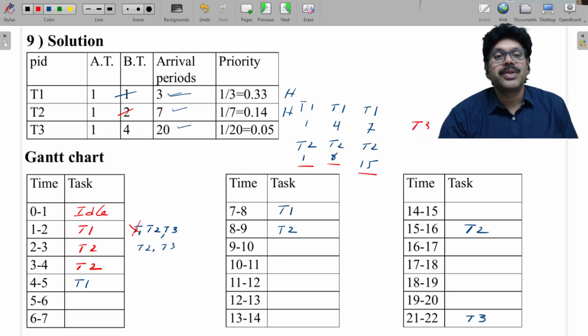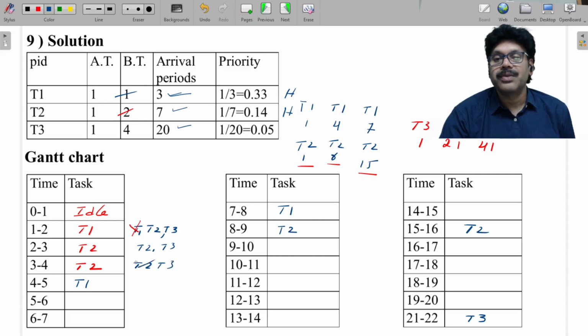For T3, it comes at 1, again at 21, then after that at 41. Every 20 units it is coming. Now T2 is completed. T2 carries on here, then T2 is removed, and now T3 has joined.